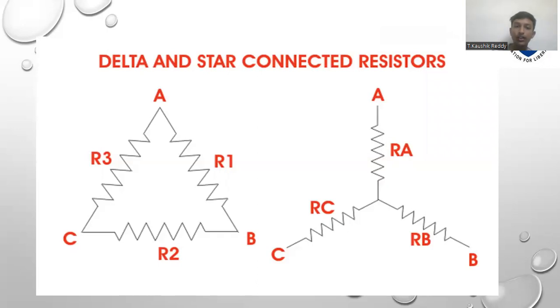So we have a diagram of delta and star connected resistors. A, B, C are the points marked, and R1, R2, R3 are the resistors on the left-hand side. On the right-hand side, A, B, C are the points again, and RA, RB, RC are the resistors. On the left-hand side is a delta, and on the right side is a star.